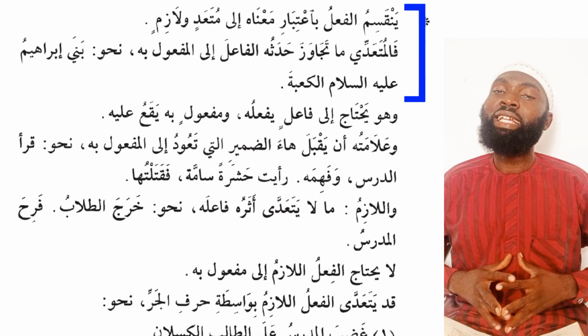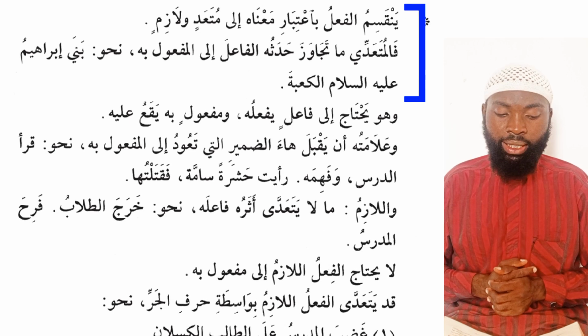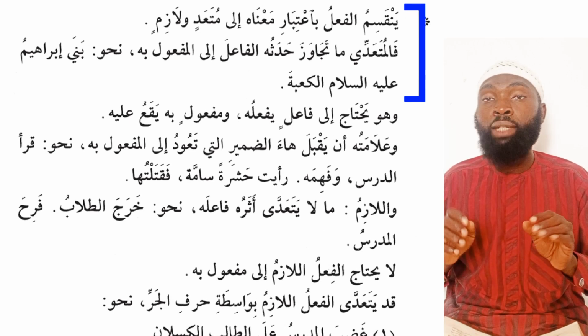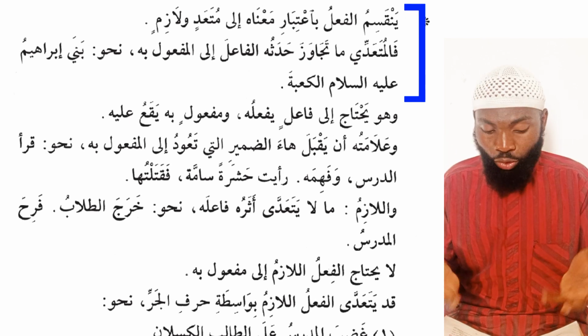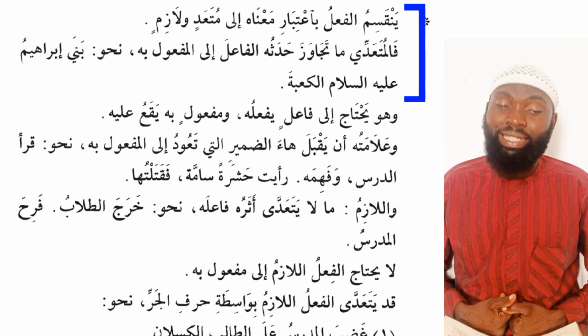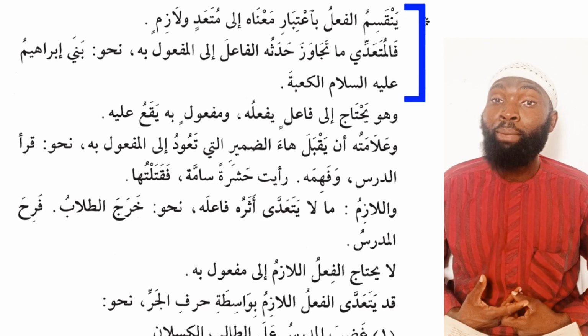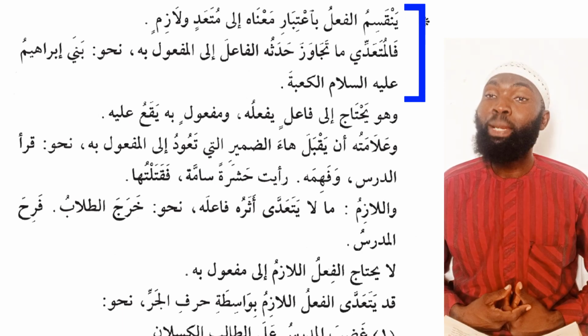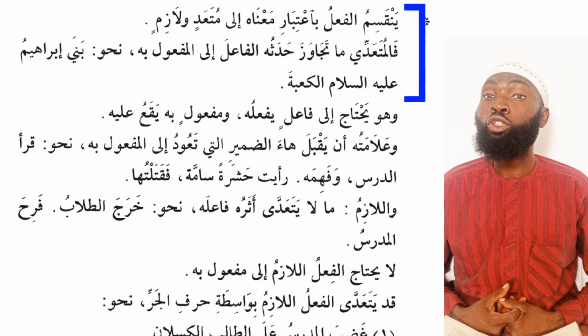Fal muta'addi. Now the transitive verb ma tajawaza hadathuhu al-fa'ila ila al-maf'ul bih is the one which extends its action onto an object, as you have said earlier. An example, Bana Ibrahim alayhi salam al-Kaaba. Ibrahim, may the peace of Allah be upon him, built Kaaba. So the Kaaba here is the object of the sentence, and Ibrahim is the what? The subject. Therefore, the word Bana, he built, to build, is a transitive verb.